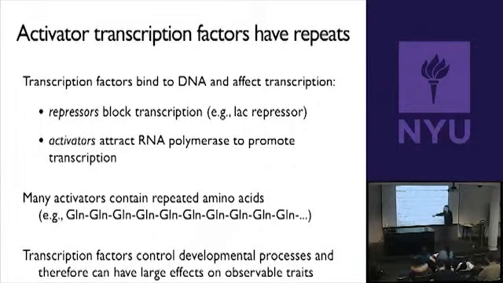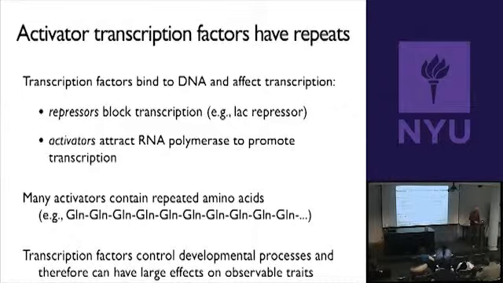And so this is a problem. If activators have these glutamines in them and these are prone to mutation, then it could be that our activator proteins are changing all the time as parents have progeny. In some cases, this can cause problems. And as you'll see, in dogs, it can actually cause variation that we see. It doesn't always cause disease.